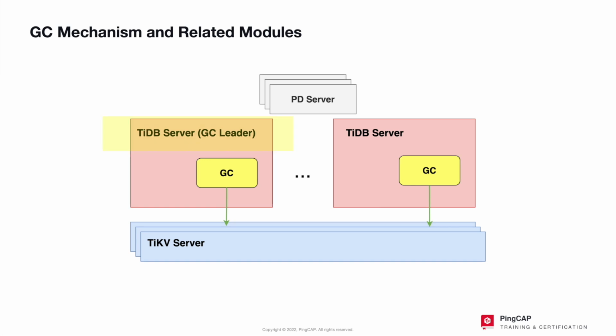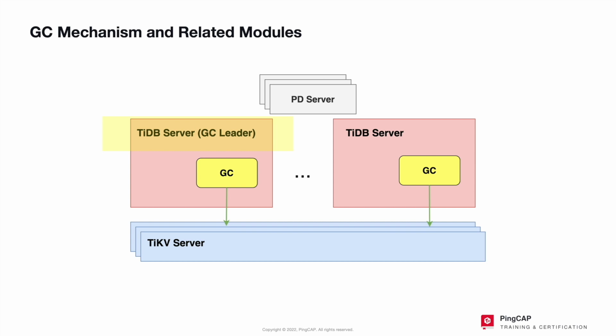One TiDB instance in the TiDB cluster will be elected as the garbage collection leader. The garbage collection leader controls garbage collection for the entire TiKV cluster. Garbage collection is triggered periodically. At each garbage collection point, TiDB Server first calculates a timestamp called a safe point. By default, garbage collection is triggered every 10 minutes. That is, the default garbage collection lifetime is 10 minutes, and the safe point is calculated as the current time minus garbage collection lifetime.